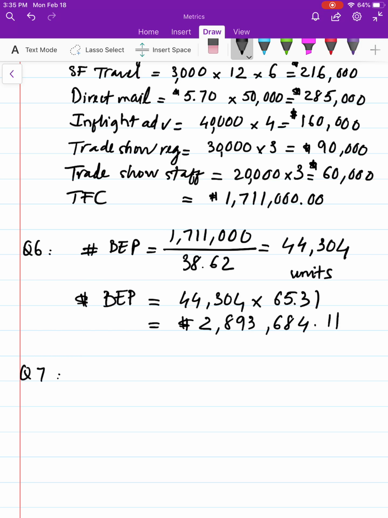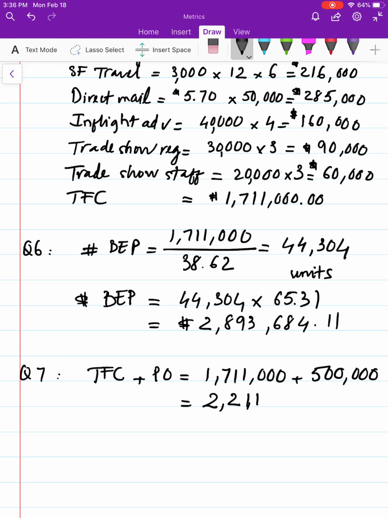Q7. Now the company wants to have a profit objective of $500,000. How would you revise the level of sale in terms of units and dollars? Well, we're going to have the total fixed cost plus the profit objective equal to $1,711,000 plus $500,000 in profit objective, and that gives us $2,211,000.